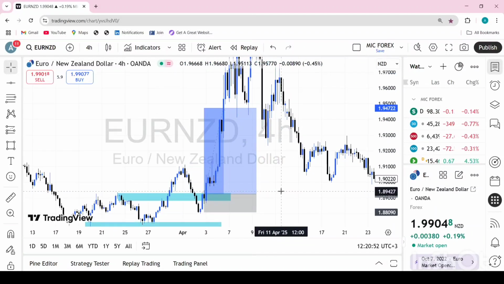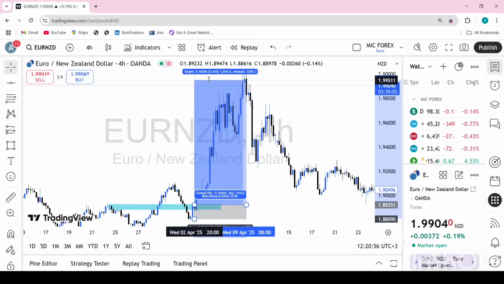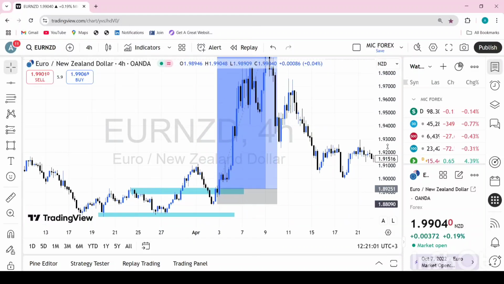This is enough money that can help you to pay your dowry. I'm just kidding, eh? So you can pay your dowry using this particular setup here.